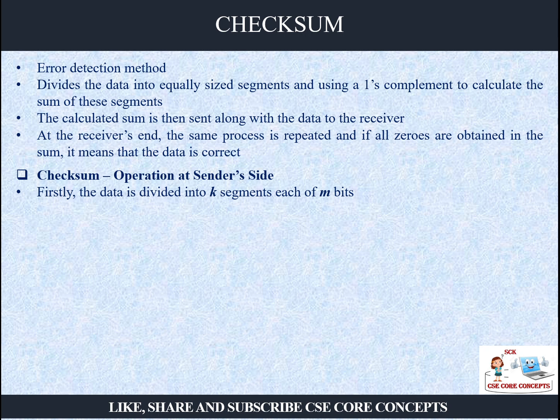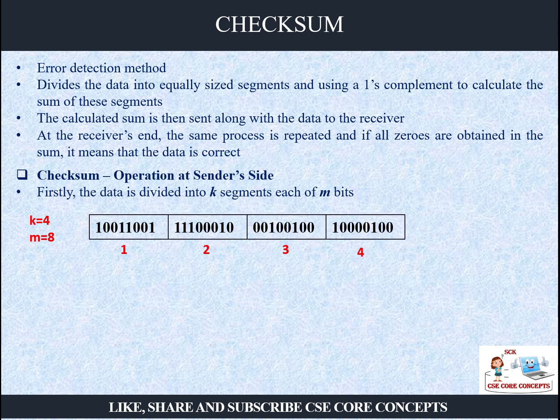Let us see the operations of the checksum process on the sender side. Let us say, for example, I have a continuous bit stream of data and I wish to divide the data into 4 parts, each of m bits. So let us say here I am dividing into 4, so my k is equal to 4, and in each partition I have 8 bits of data. So m is equal to 8.